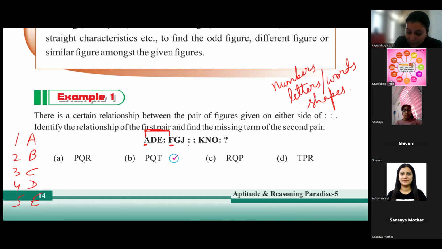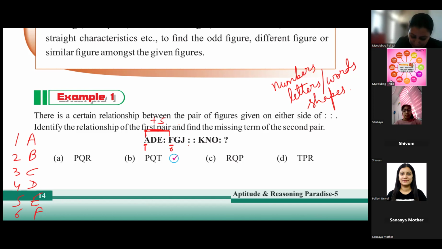So when we compare A and F, the position of A is 1 and the position of F is 6. So we can see that if we move 5 places ahead of A, we'll reach F. This is the first pattern being followed: while moving from A to F, we have to move 5 steps forward.